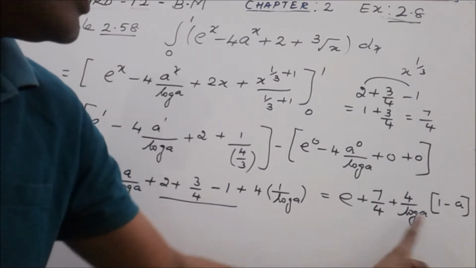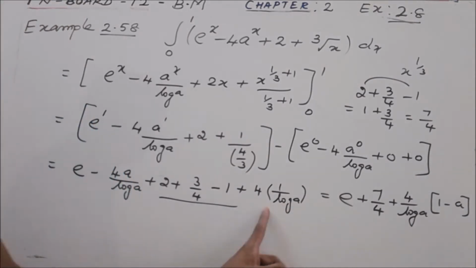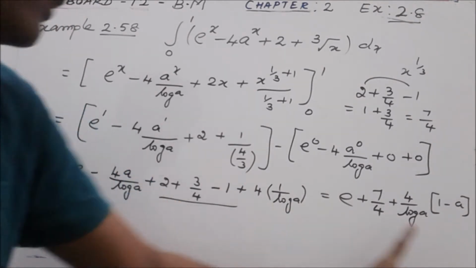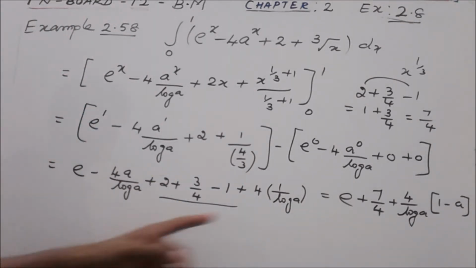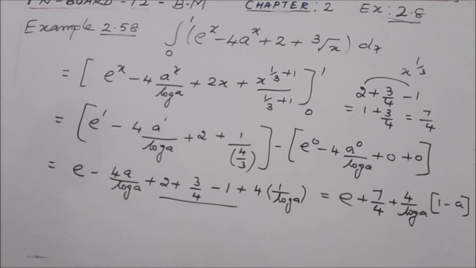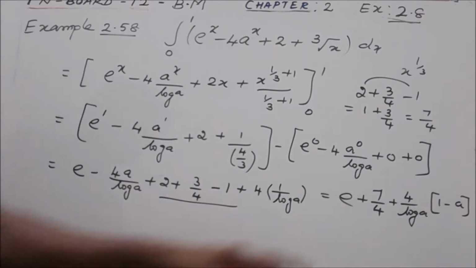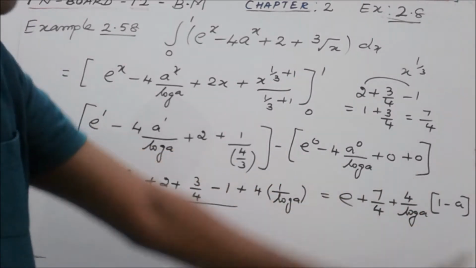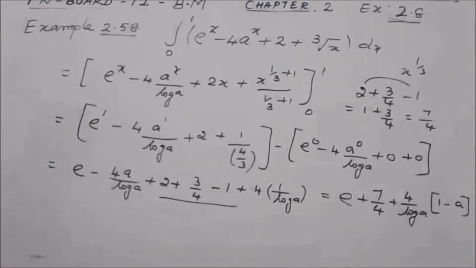When we multiply here, the 4 by log a term will appear, then the minus 4a by log a term will appear. So the total answer is e plus 7 by 4 plus 4 into 1 minus a by log a, or 4 by log a into 1 minus a. That's all.